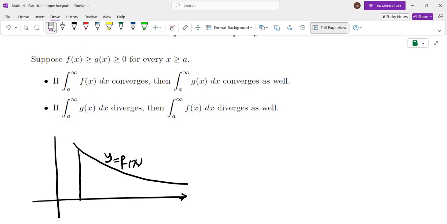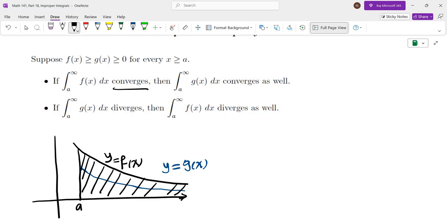And let me use a different color for g of x. And let's say this is g of x. And the blue one is y equals g of x. So let's assume that always f of x is larger than g of x. Now, if the area underneath the graph of f is finite, if the first integral of f converges, then of course the area underneath the graph of g also converges. So if the larger one is finite, the smaller one would also be finite. If the smaller one is infinity, if the smaller one diverges, then the other one also diverges.